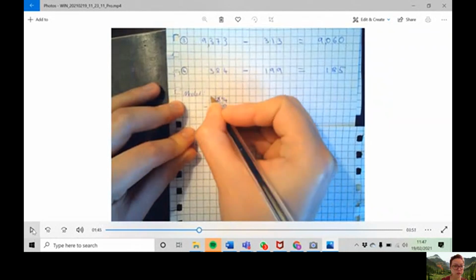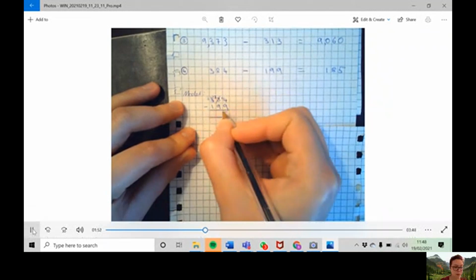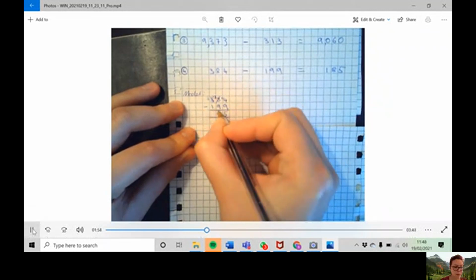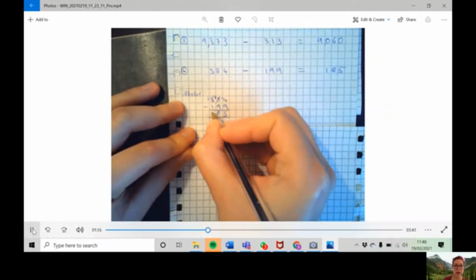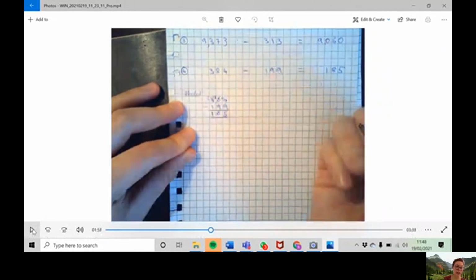7 minus 9. We can't do that either, so we have to regroup again. The 7 becomes a 17. We can do 17 minus 9, which gives us 8. And we can do 2 minus 1, which gives us 1. So there is our answer, 185.